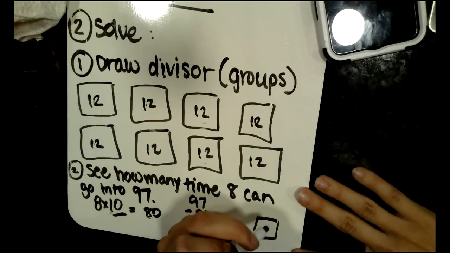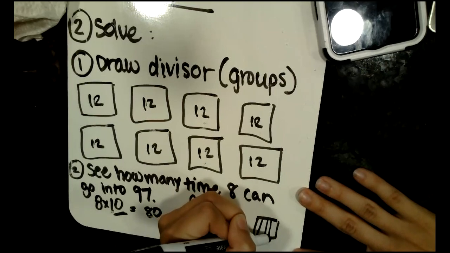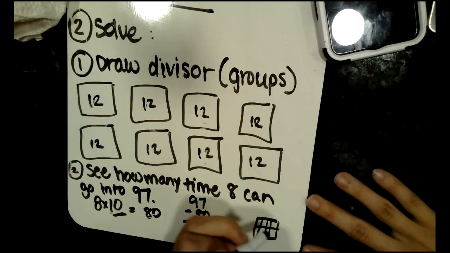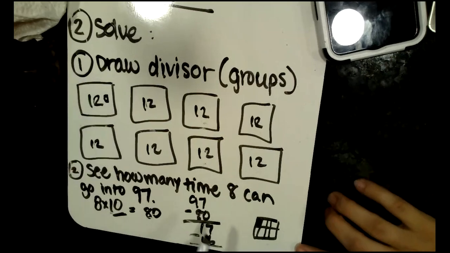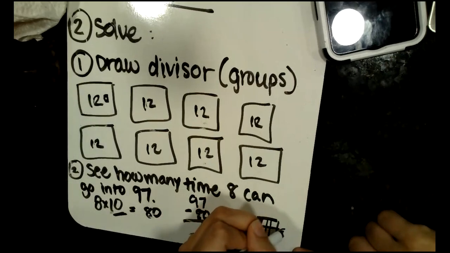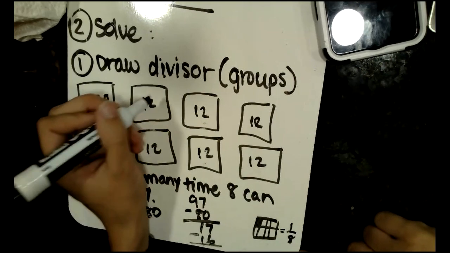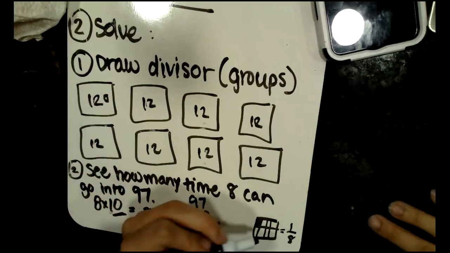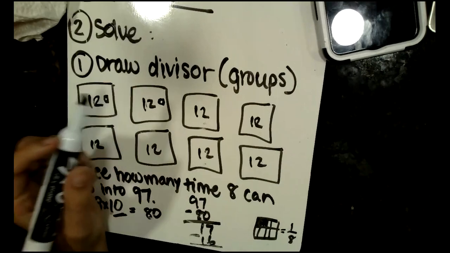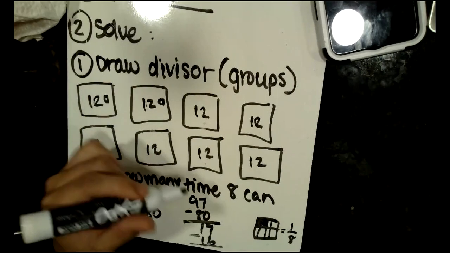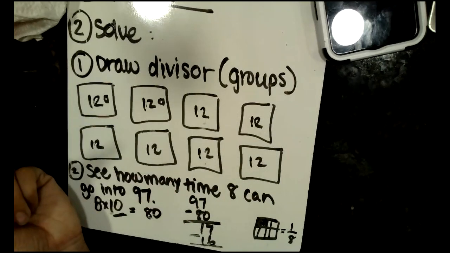I'm just going to split this up into 8 pieces, one for each group. So if I give this little piece to this group, each bakery is getting 1 out of 8 pieces. So go ahead and give the rest of these pieces. Draw each little 1/8 in each of these groups.